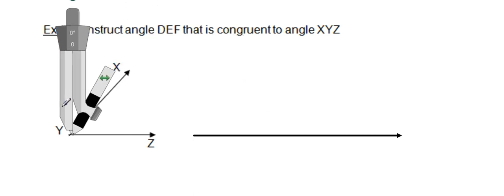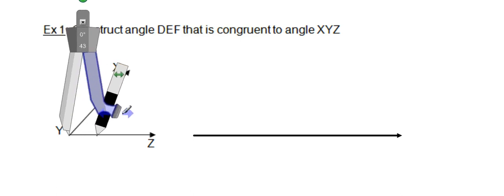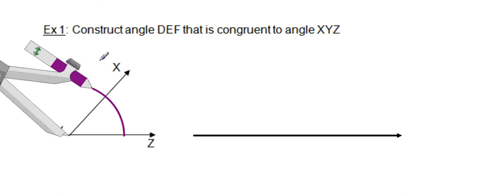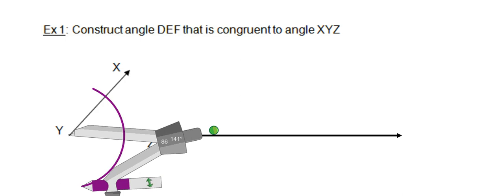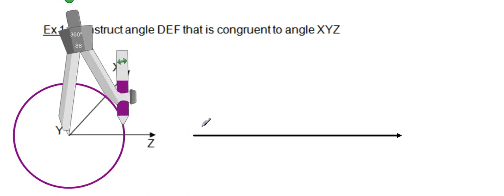So I'm going to start by taking my compass, opening it up to some set radius length that will intersect both sides of this angle. And then I'm going to draw a nice arc that intersects both sides of the angle. If you want to, go ahead and draw a nice big arc and make the whole circle. But what we're going to do is come over here to our new angle and copy that arc, or copy that circle.